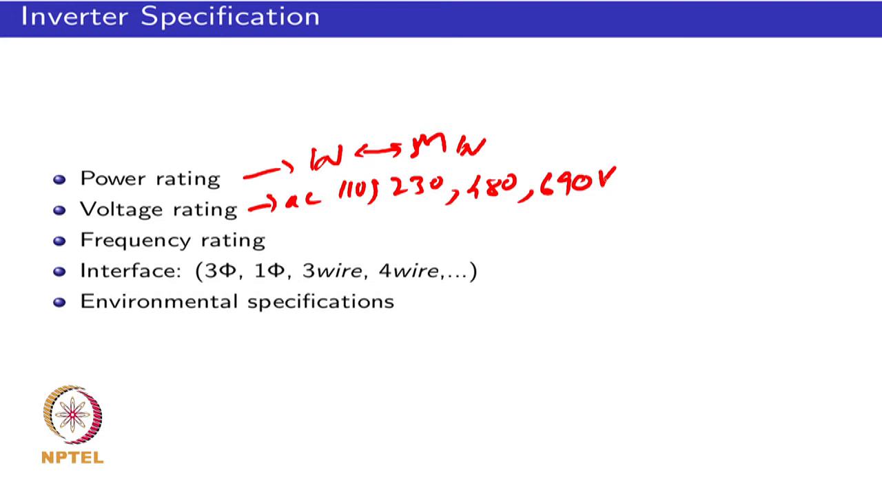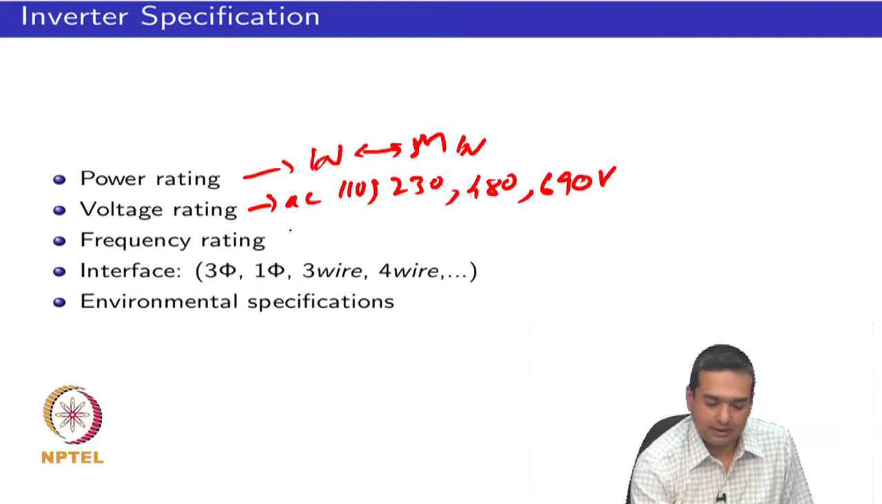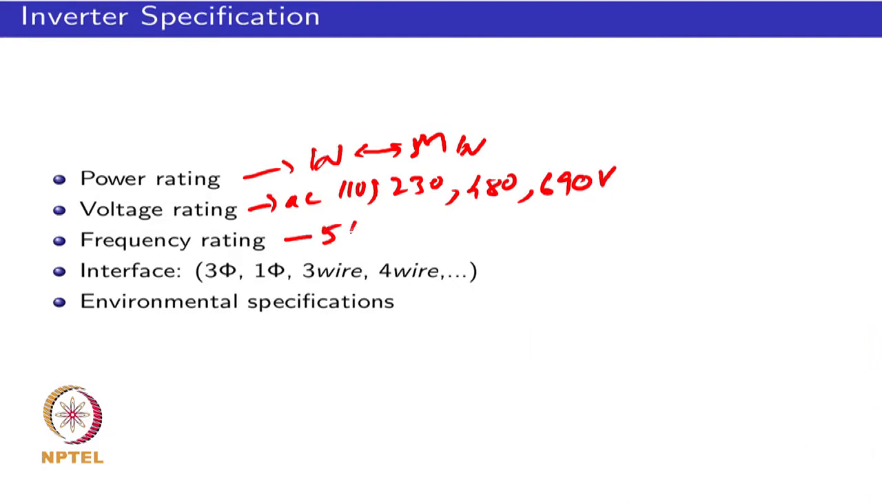The frequency rating is also an important factor, though it might not directly affect your power semiconductors, it might affect the speed of your cooling fans, etc. Nominal frequency in our case would be 50 hertz.